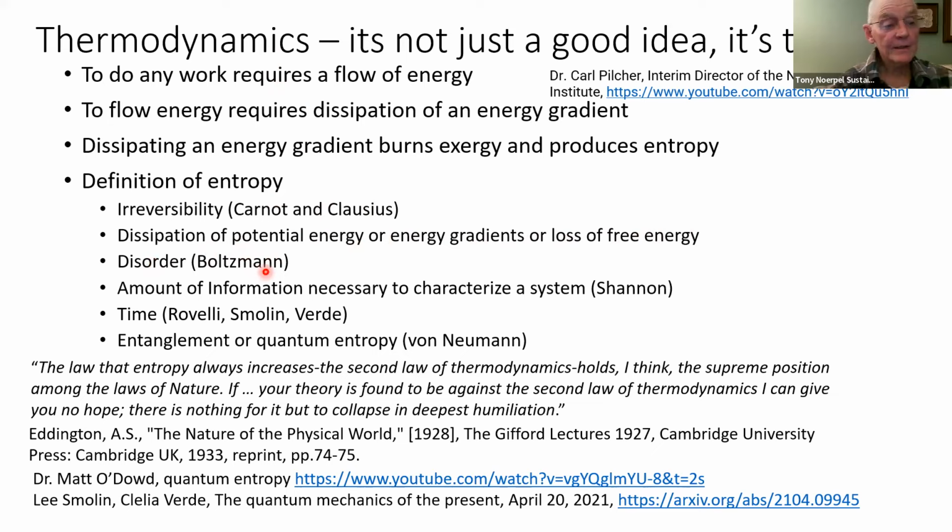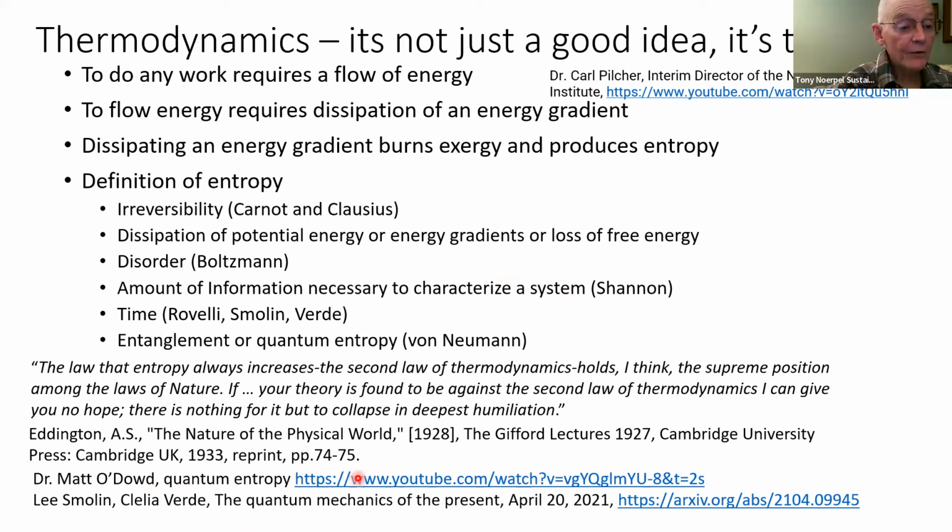This is due to Boltzmann, and you probably heard this definition, and that's the heart of statistical mechanics. The amount of information necessary to characterize a system, due to Claude Shannon, is the heart of information theory. That's important for my students, most of whom will be electrical engineers or computer engineers or communications engineers, and they'll go into information technologies. So this is the core underpinning of information theory. And then time, as I talked about, and underneath it all is entanglement or quantum entropy, and that's due to von Neumann. If you're interested in that, because I'm not competent enough to explain that, you can look at this video down here.